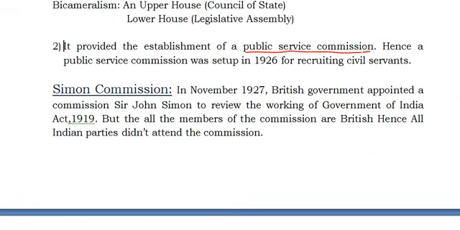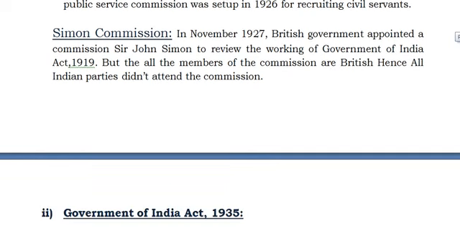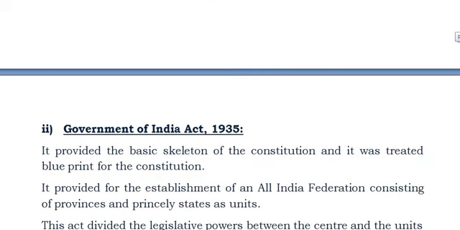So in November 1927, the British government appointed a commission under Sir John Simon to review the working of the Government of India Act 1919. But this commission was rejected by all the parties in India. The only reason is that all the members of the commission were British. None from India was included. That is the reason this commission was rejected, and we are well aware of the slogan, Simon Go Back. So this is regarding this.